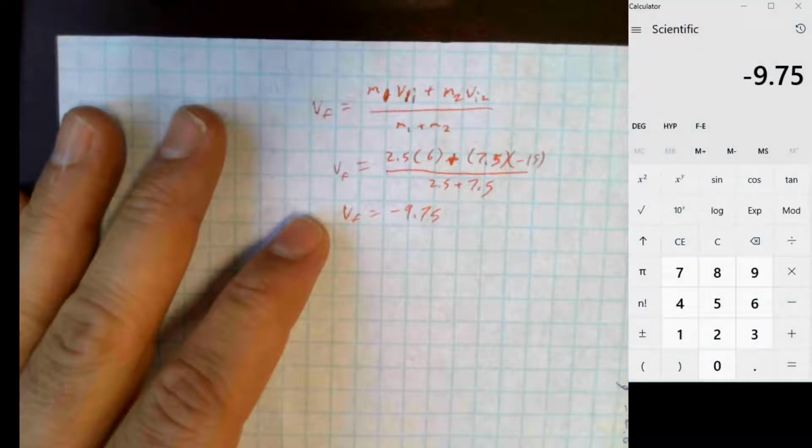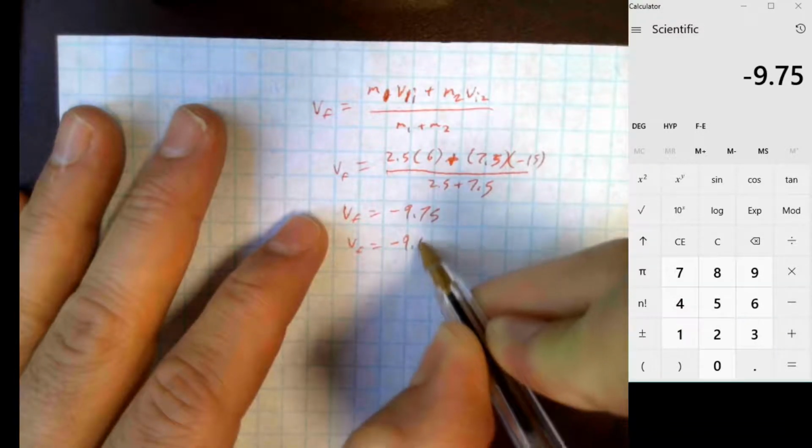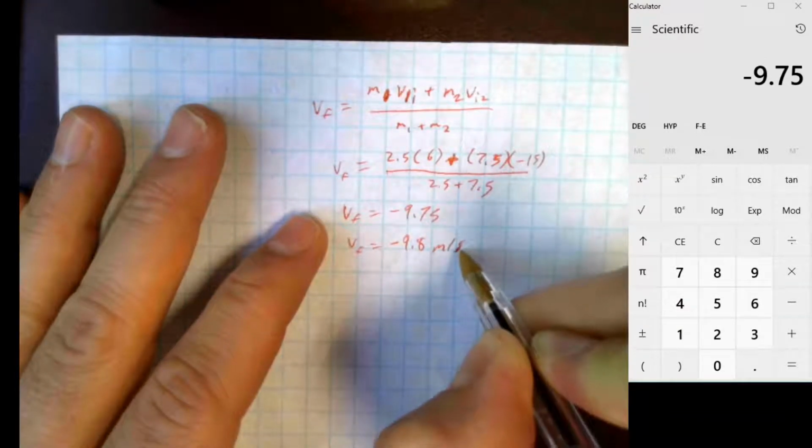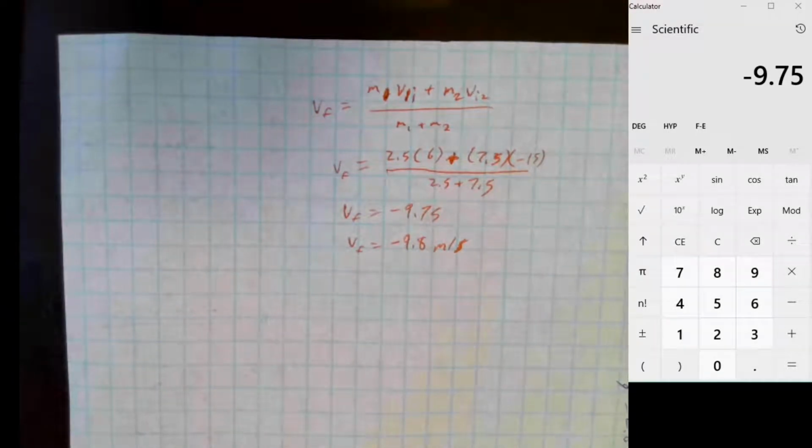In the question, we had 2 significant digits as our limit. So we're going to write this as VF equals negative 9.8 meters per second. I don't need to state the direction. In the question, it didn't say east, west, or up or down, or right or left. It used positive and negative, so we'll leave our answer as a negative. That tells us that the two objects will be moving to the left after the collision.